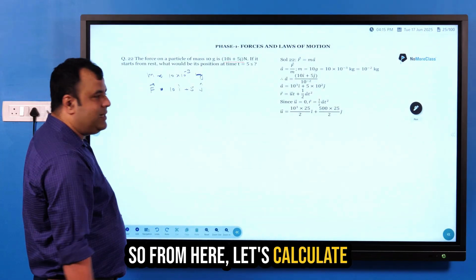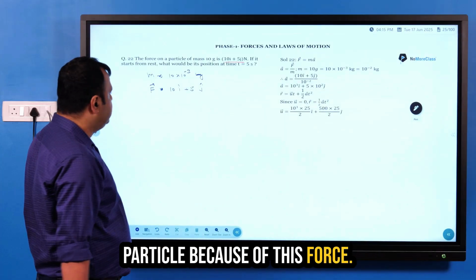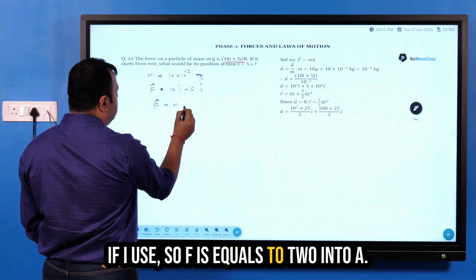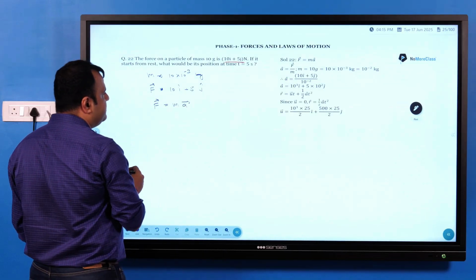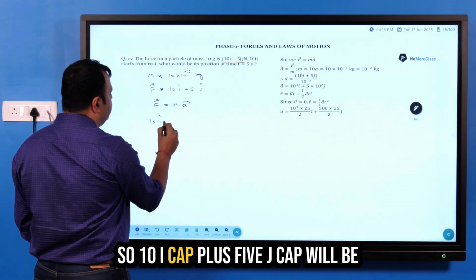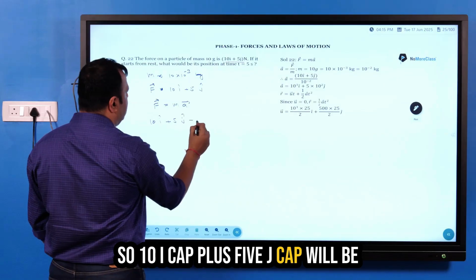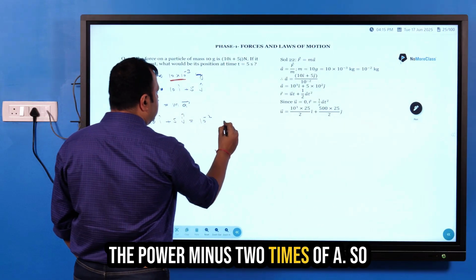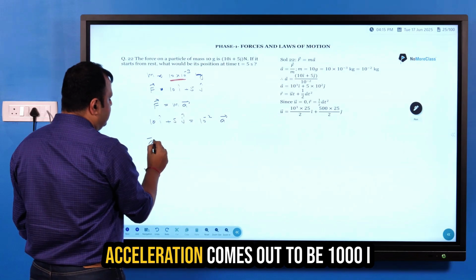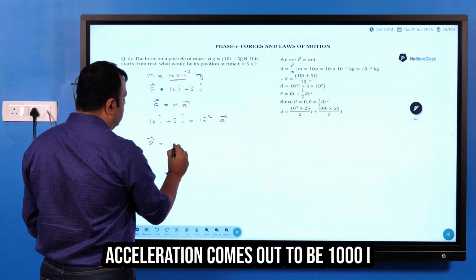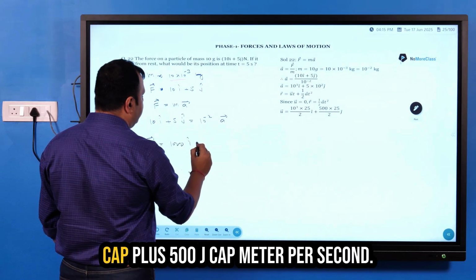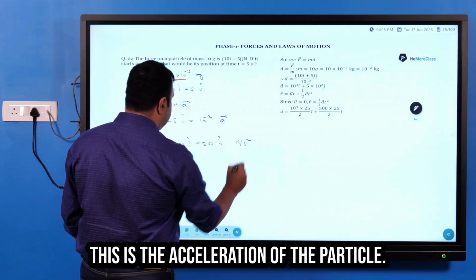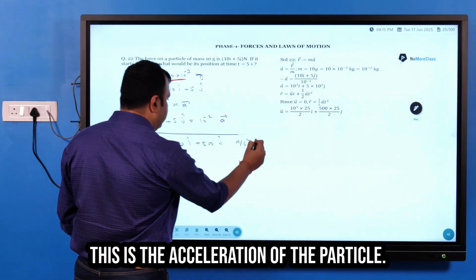So from here, let's calculate the acceleration of the particle because of this force. If I use Newton's second law, F is equal to m into a. So 10 i cap plus 5 j cap will be equal to 10 to the power minus 2 times a. So acceleration comes out to be 1000 i cap plus 500 j cap meter per second squared. This is the acceleration of the particle.